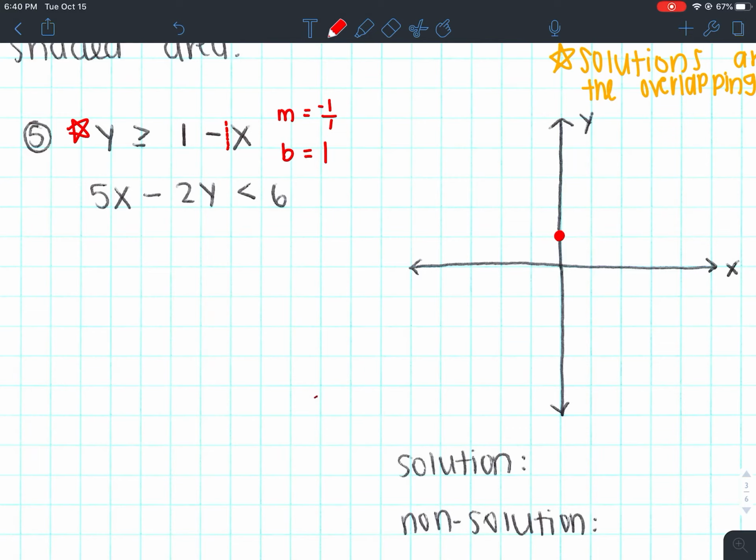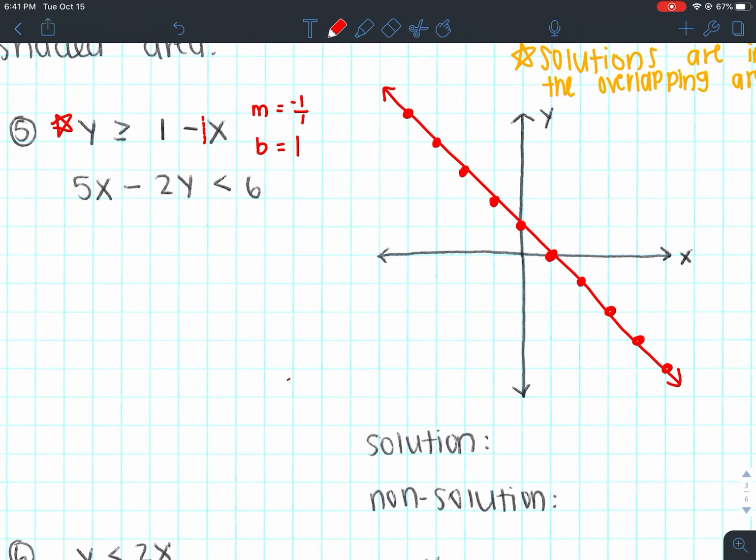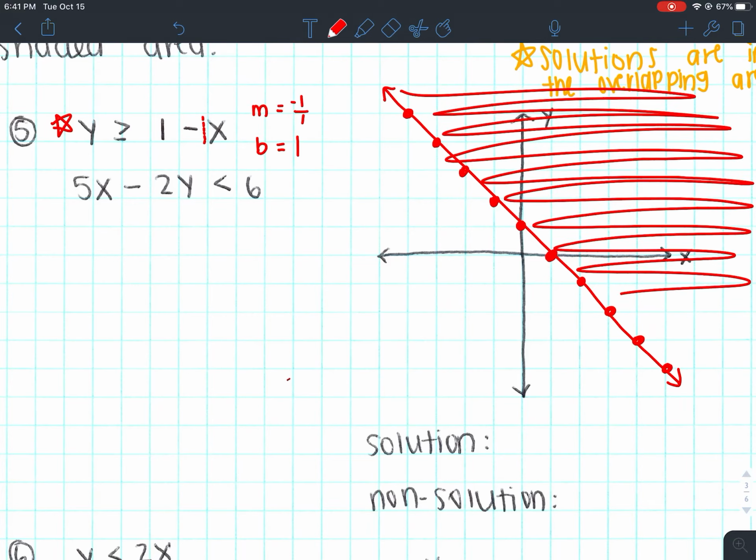So I'm going to graph. I have positive 1 as my y-intercept, and then I'm going to have a slope of negative 1 over 1. So I'm going to go down 1, right 1, down 1, right 1. You want to go as many as you can because you want your shaded region to be as full as possible. This is going to be a solid line because it is an equal to symbol. Then you also have to shade. Because it's y is greater than or equal to, I'm going to shade above. So I'm going to shade all up here.